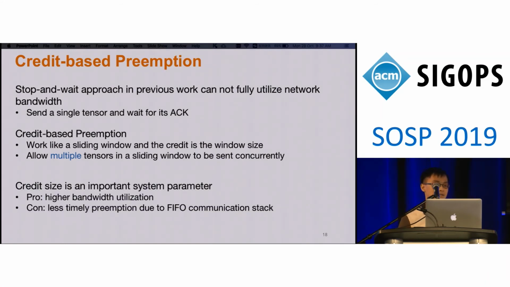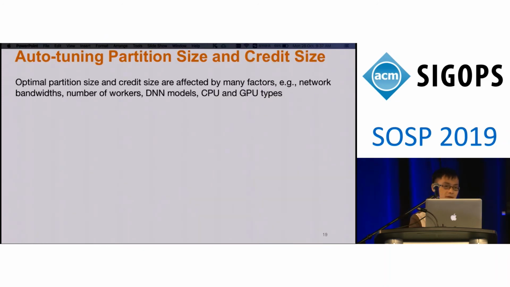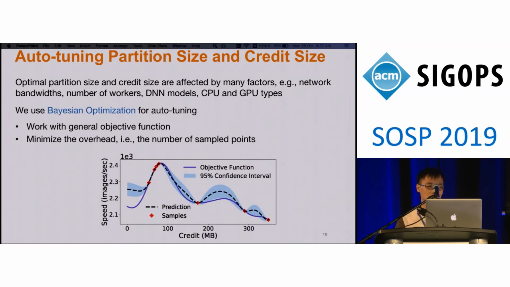And here, the credit size is a very important system parameter. Typically, a larger credit size leads to better bandwidth utilization, but less timely preemption. So how can we find the optimal partition size and credit size? They are affected by many different factors like network bandwidth, number of workers, or DNN models. And we decide to search their best values during runtime.